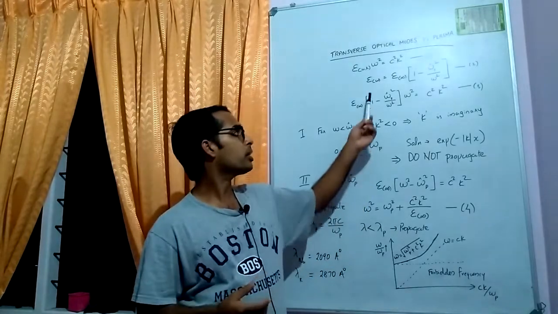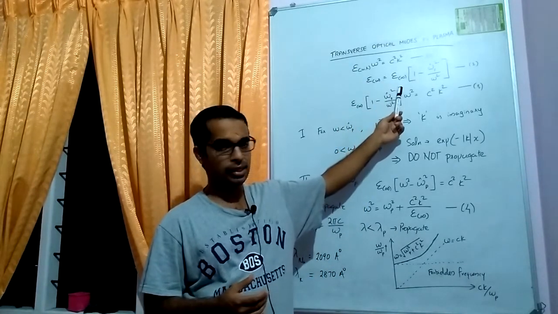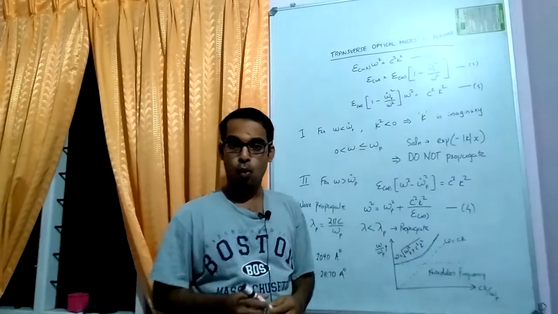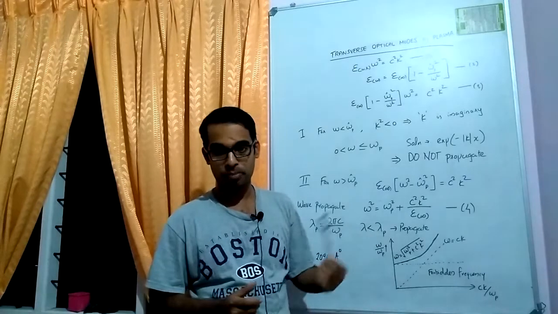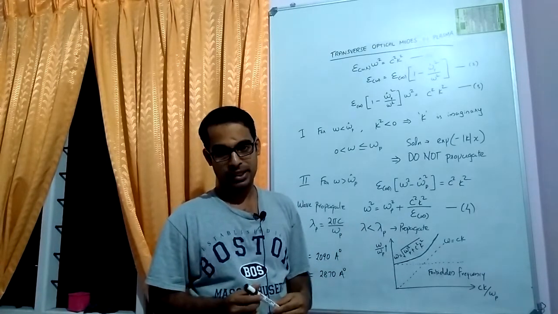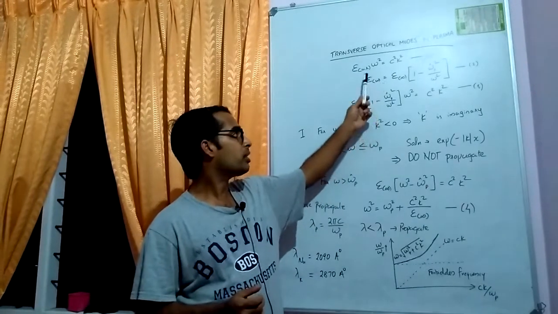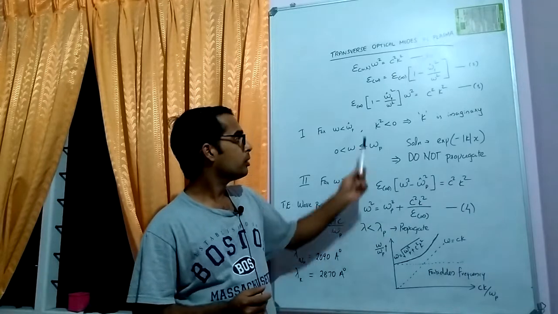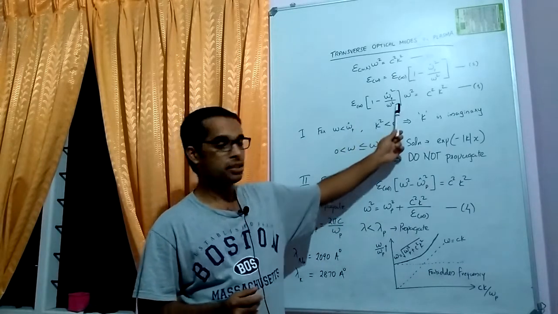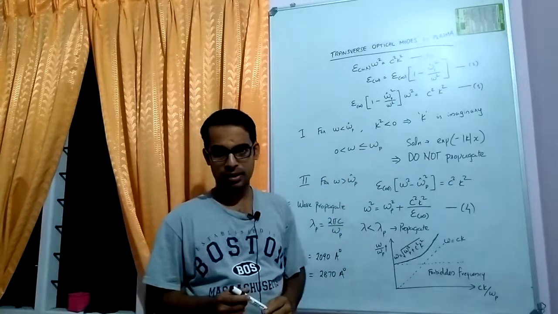So correspondingly, we find that the dielectric function is epsilon(omega) equal to epsilon infinity into 1 minus omega p square divided by omega square, where omega p is the plasma frequency. So we can substitute this equation into equation number 1, so that we will get the expression in this format, and we can consider different cases.